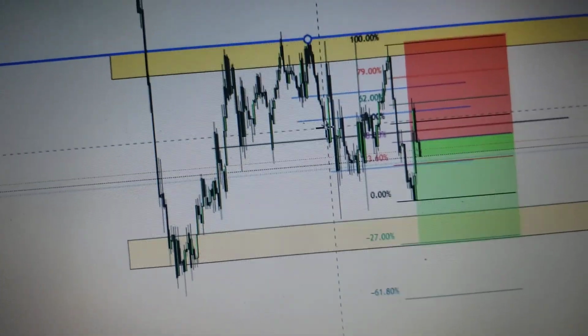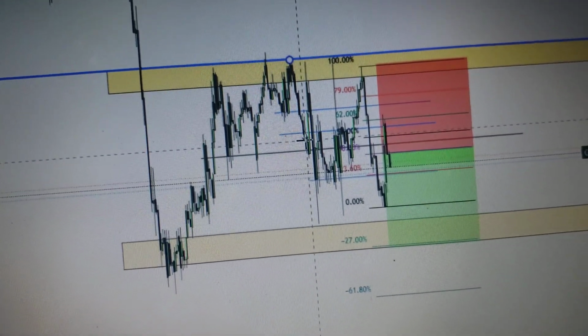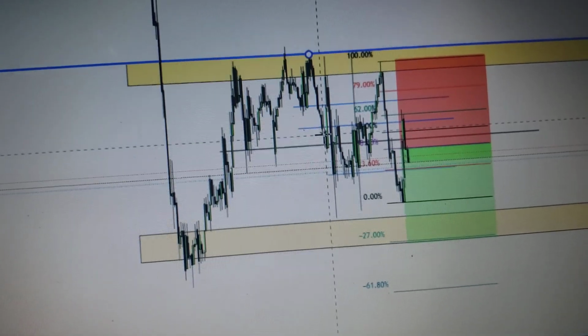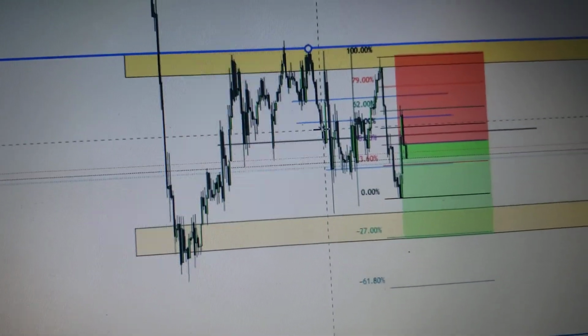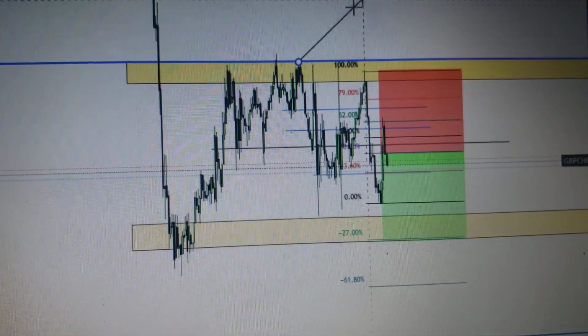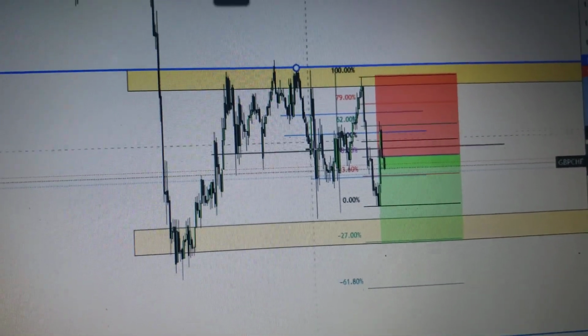So right here, this is GBP CHF. Now it's just me giving a brief intro into my entry on GBP Swiss francs, the GBP CHF, as we all know, perhaps. So here's my reason for entry.